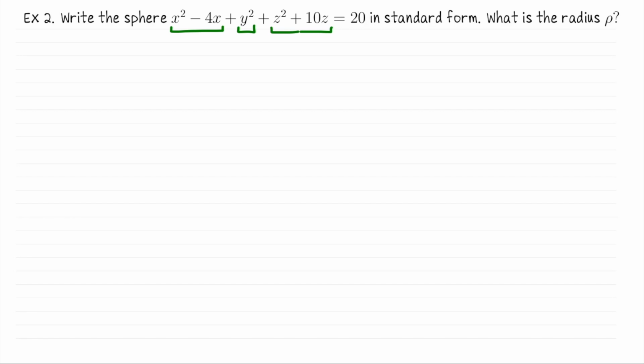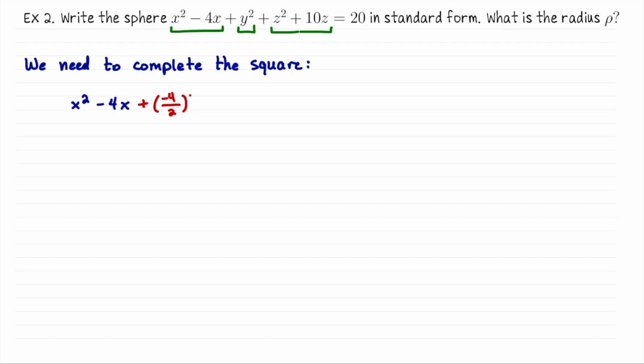So what we're going to do to take this equation as it's written and convert it into standard form is we're going to complete the square. To complete the square, what we're going to do is look at this coefficient in front of the x term. So that's minus 4. We want to divide that by 2 and then square it. So I'll write x squared minus 4x plus -4 divided by 2 squared. And then for the y term, there's nothing to do because we just have y squared. We don't have any first order terms in y. So plus y squared. And then for the z expressions, it's going to be the same deal.